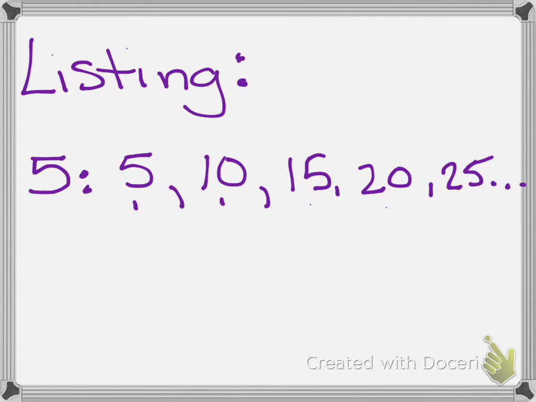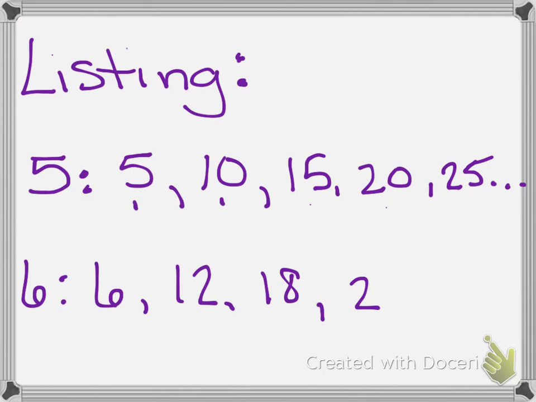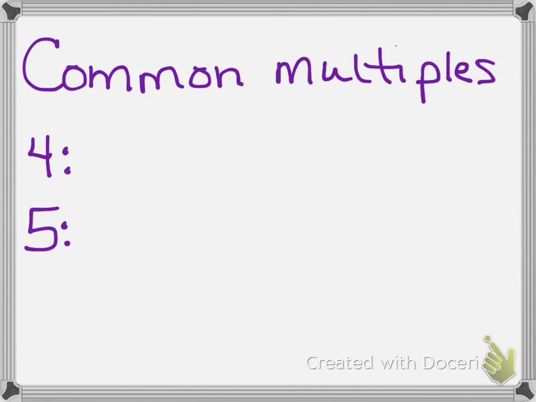If I were to list the multiples for 6, I would just do 6 times 1 is 6, 6 times 2 is 12, 6 times 3 is 18, 6 times 4 is 24. So then getting into common multiples, I'm going to list the multiples for each, and then the book will say, well, what are the first 4 common multiples between 4 and 5? So I'll list my multiples.